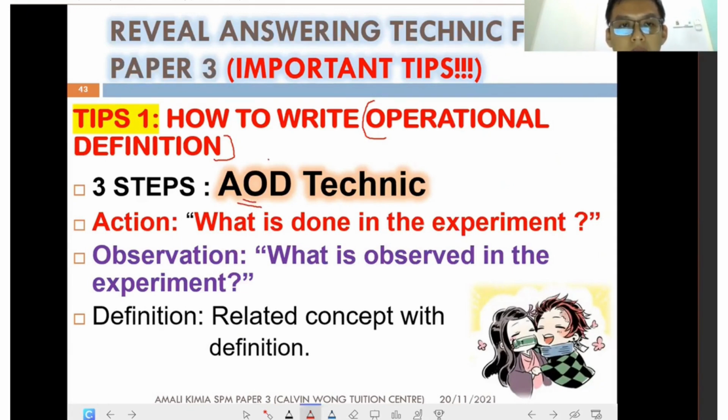This technique I call the AOD technique. AOD stands for area of damage. No, you are not playing a game. So it's action, observation, and the definition.